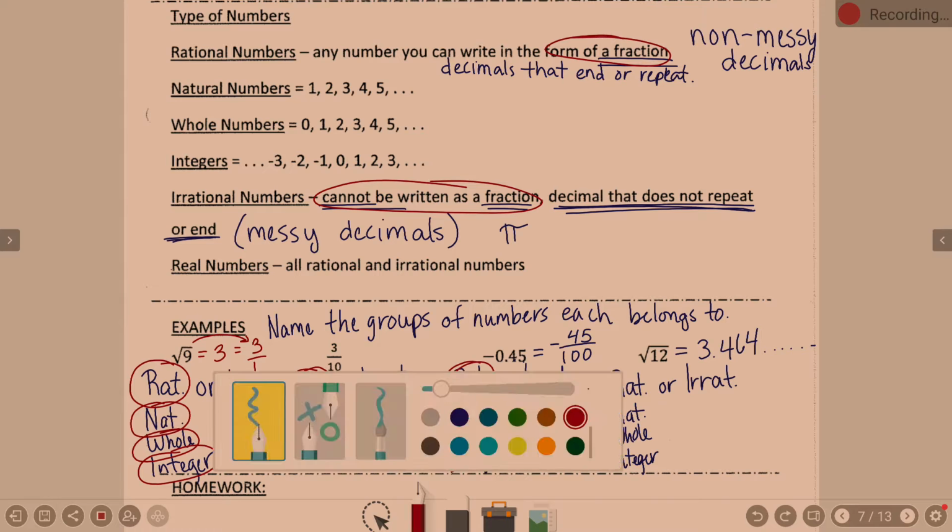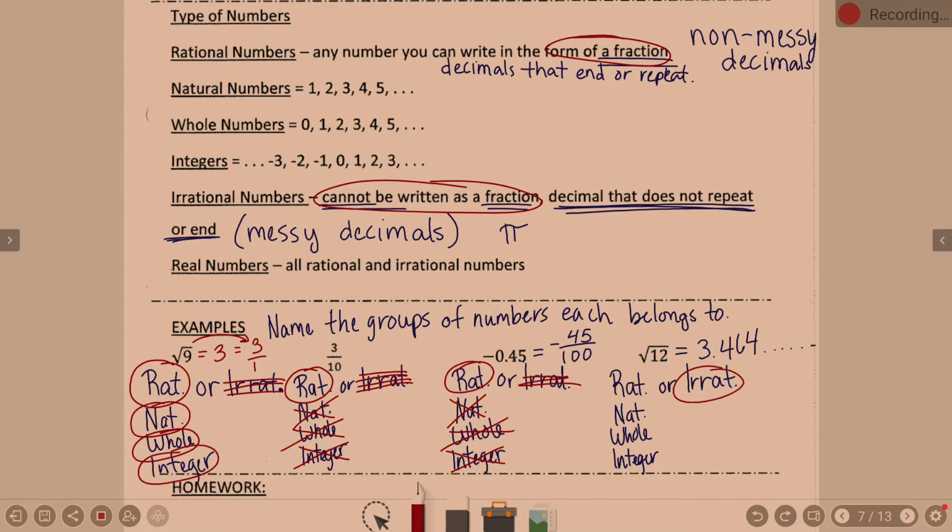So what are we going to say about this one? Irrational. If it's irrational, it's not rational because it's one or the other. A big, long, messy decimal like that cannot be a fraction. Now, here's the deal. Is this 3.464101, whatever, going to fit into natural, whole, or integer? Nope. If it's irrational, I automatically know it can't.